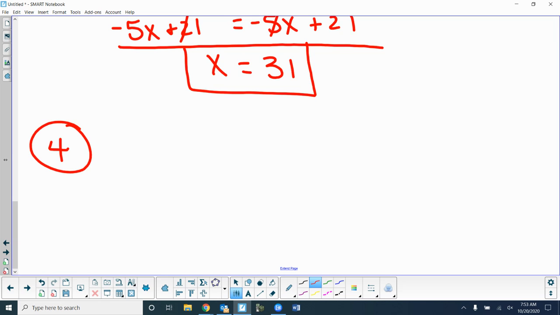Okay, number 4, we got 3 terms. So we have to figure out the common denominator.